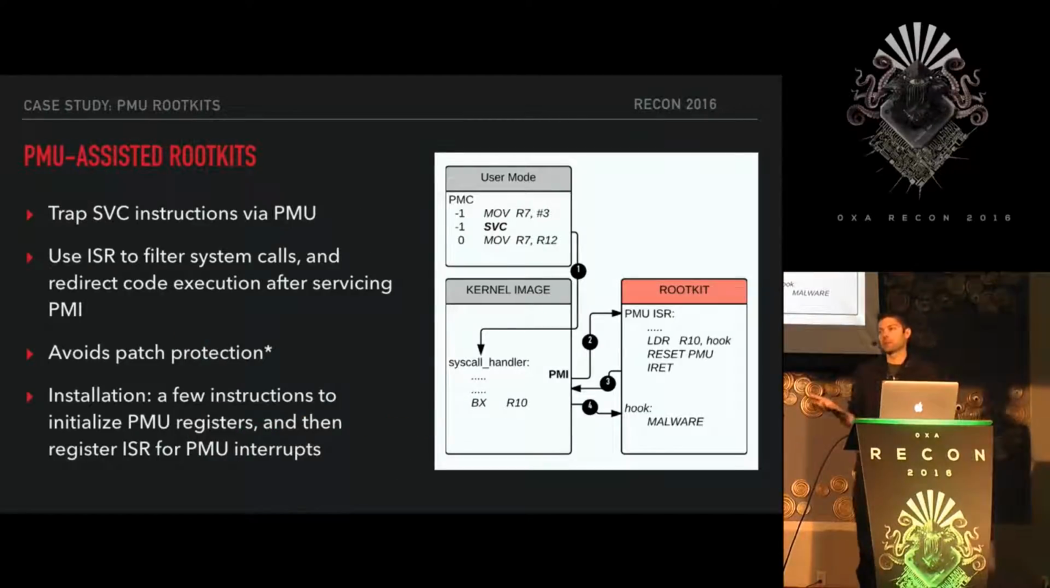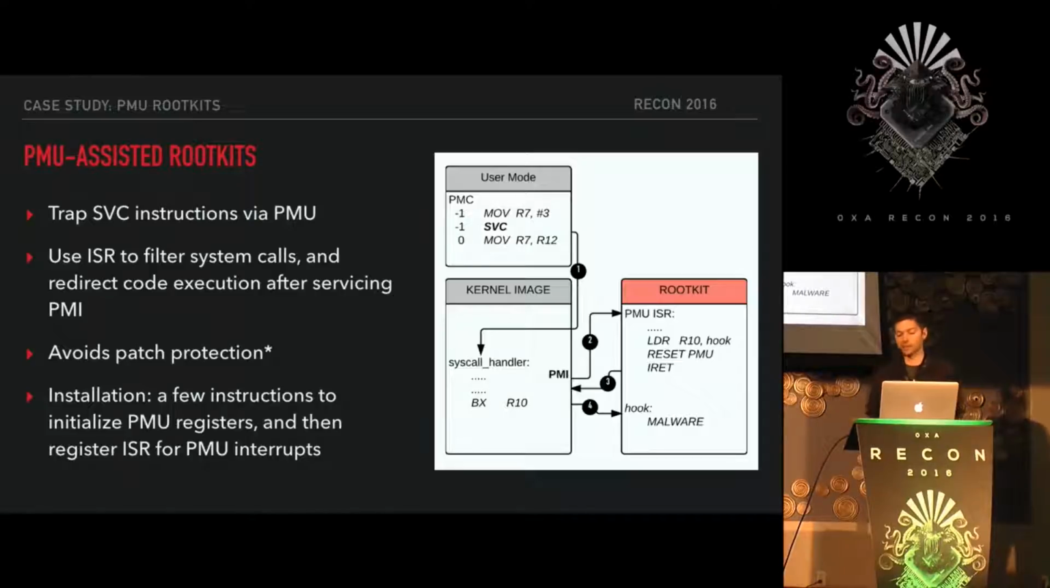So the idea behind a PMU assisted rootkit is the fact that, hey, let's count supervisor calls, since most OSs use that vector for handling system calls. Let's try to trap all these supervisor call instructions, and then our ISR routine becomes the rootkit. So we get code execution at some point after the supervisor call instruction, and then we can redirect code execution by modifying the saved registers however we want. And so one of the advantages of this is it avoids the current state in terms of patch protection or kernel integrity measuring.